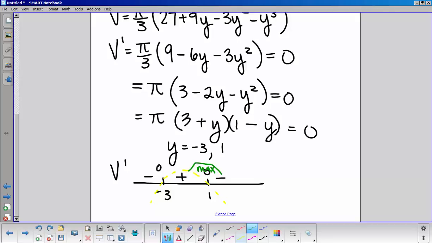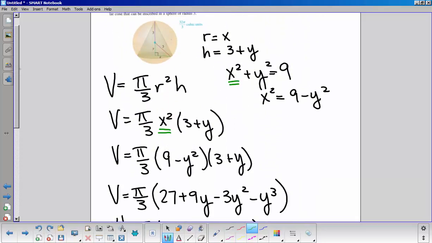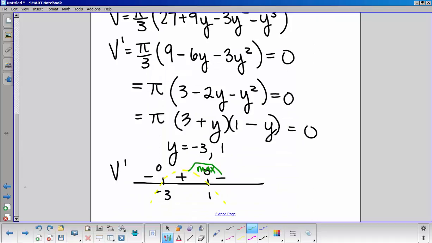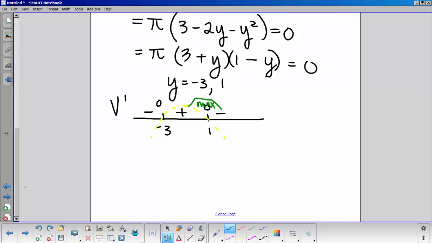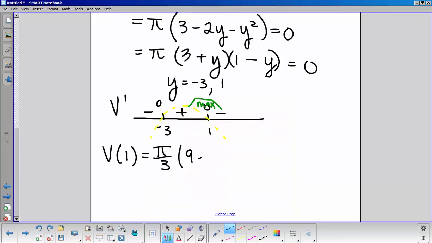Now, theoretically, can I have an x value or a y value that's negative 3 in this picture? No, because then I don't have that relationship there, so that doesn't work. So it's that y equals 1. We've got a max. But they want v of 1. So that's pi over 3 times, what was our v, we said, in y-ville? 9 minus y squared times 3 plus y, right, before we took the derivative?